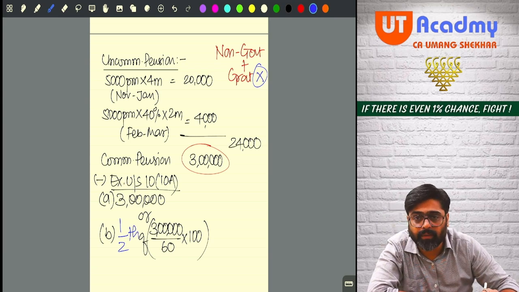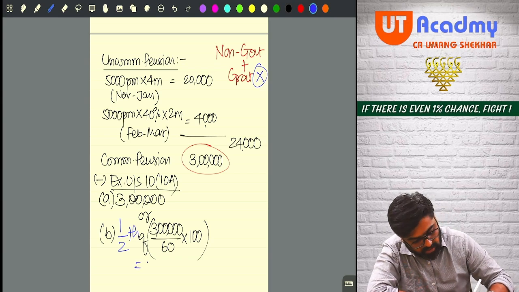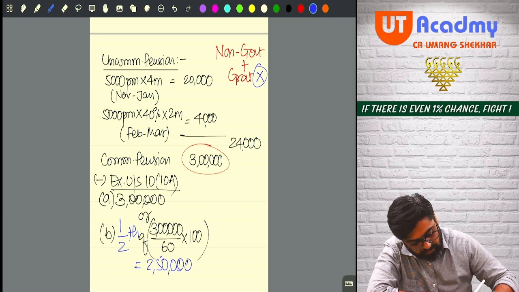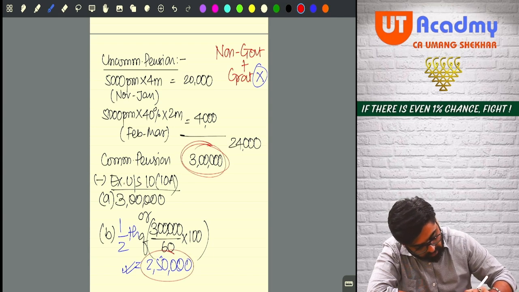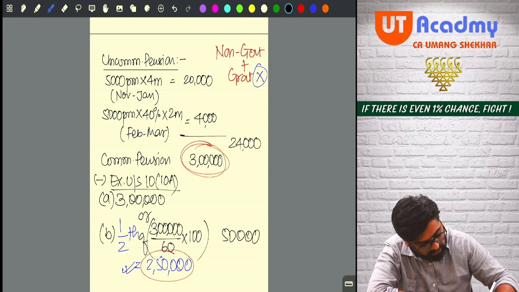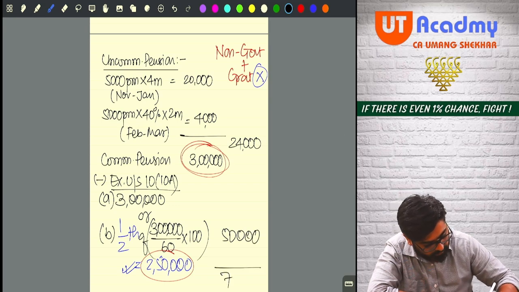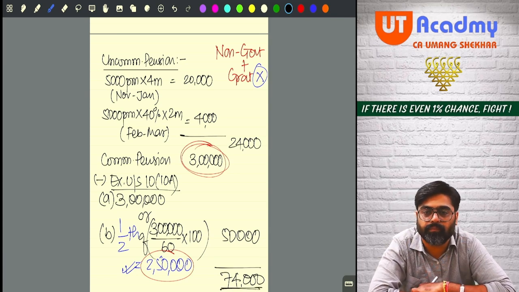Half of the fully commuted pension will be how much? 2,50,000. So 3 lakh or 2,50,000, whichever is lower, 2,50,000. So can I say out of 3 lakh, 2,50,000 will be exempted. So how much will be taxable? 50,000 will be taxable. 50 plus 24 will give me 74,000. This is the total taxable pension.